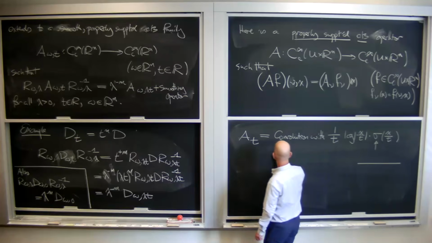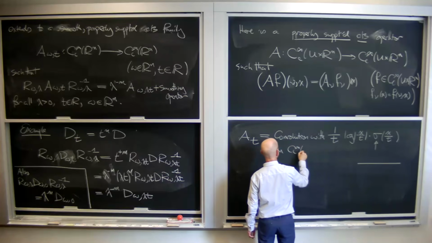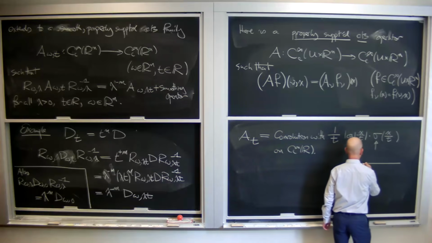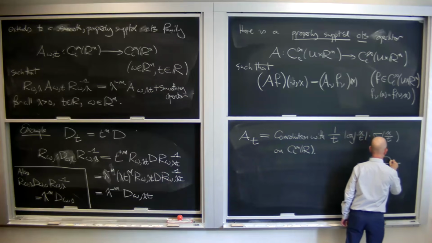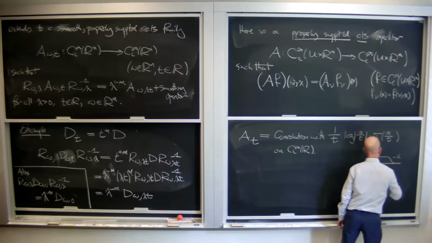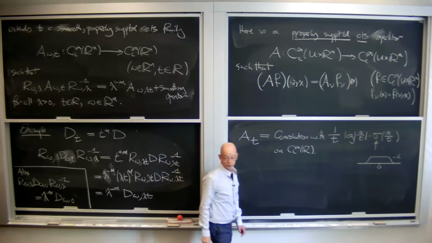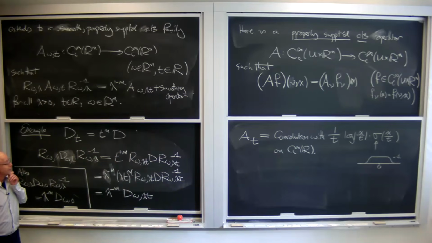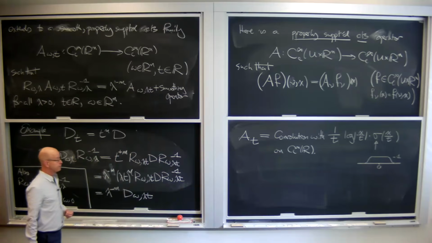Maybe I'll just finish the definition. So this is an operator on C_c^∞ of R. And this sigma function is like this, is 0, and it's equal to 1 in the neighborhood of 0. You'll see that that's important in a moment. So that's a family of operators.